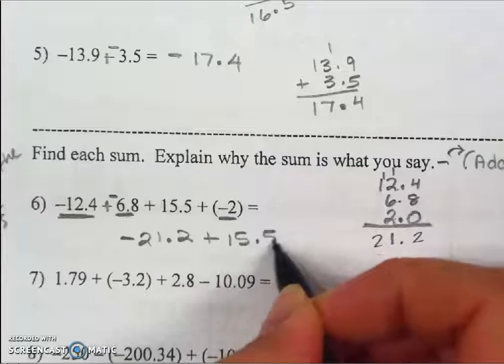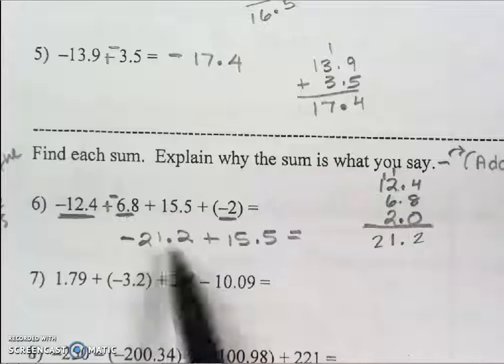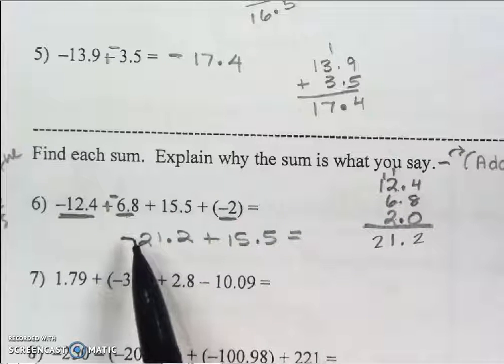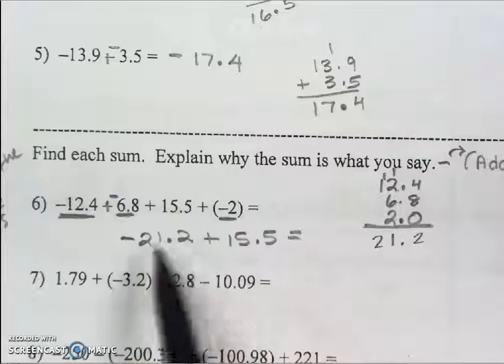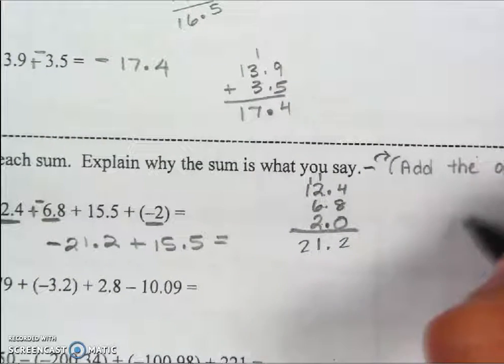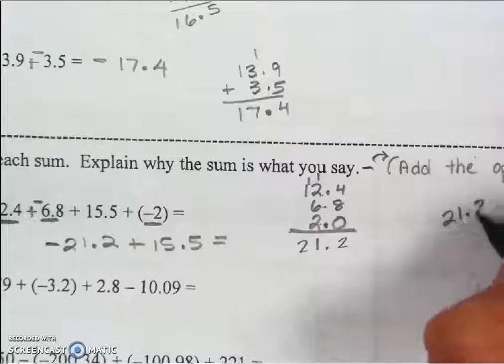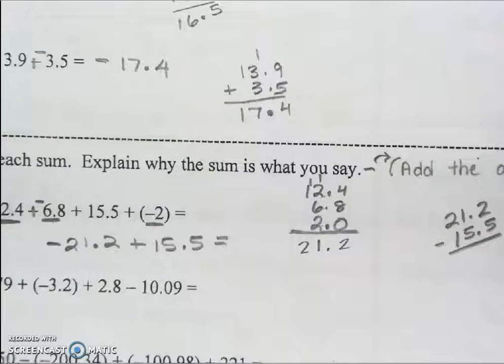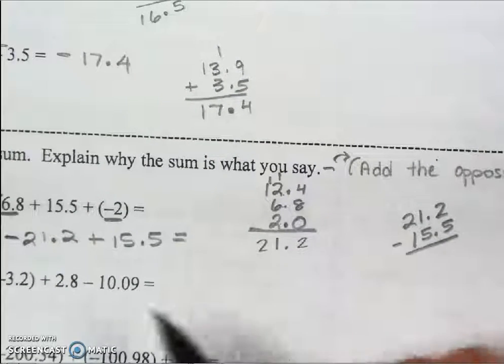Now I look at what I have left. I have negatives and positives. Do I have more of what? So I have more negatives. Since these are different signs now, I'll go ahead and subtract what's there. So I have more negatives, so I will write 21.2 minus 15.5. I'm subtracting now because they had different signs.